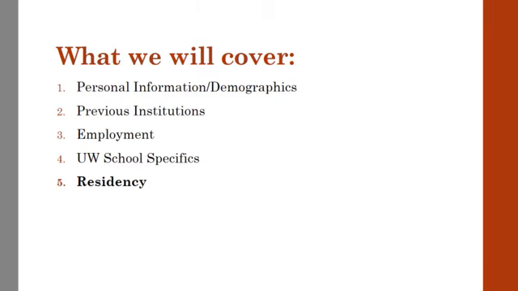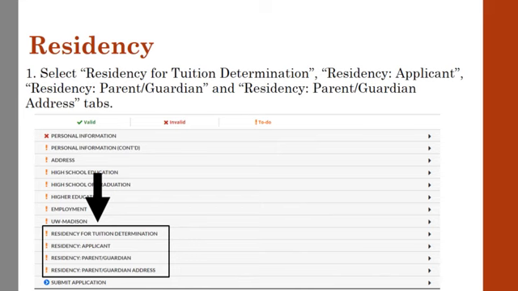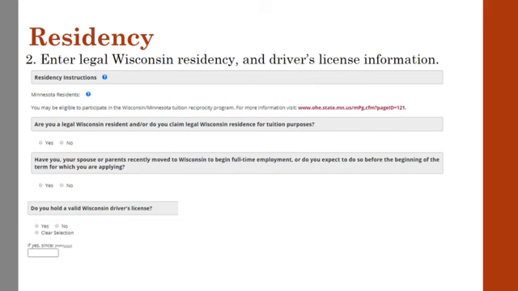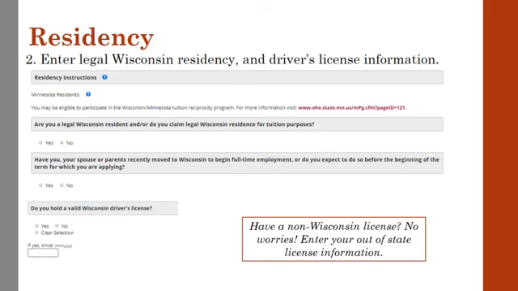Next, we will cover entering Wisconsin residency information. To begin, select the residency for tuition determination, residency applicant, residency parent-guardian, and residency parent-guardian address tabs. You'll be asked to enter your legal Wisconsin residency information and driver's license information. If you have an out-of-state license, no worries. Just enter the date that you obtained it in this section.